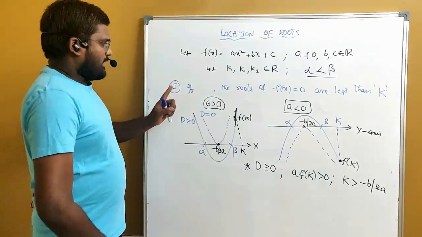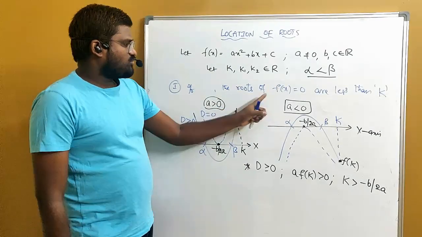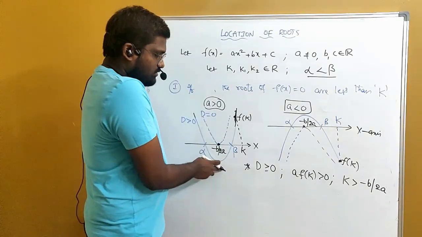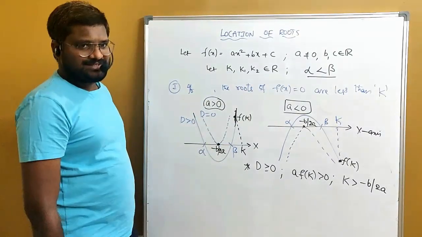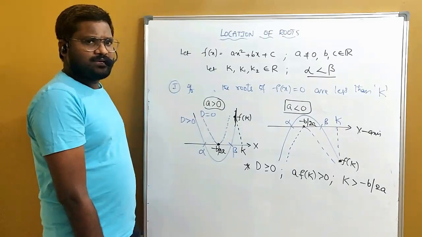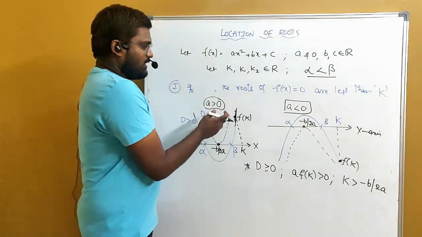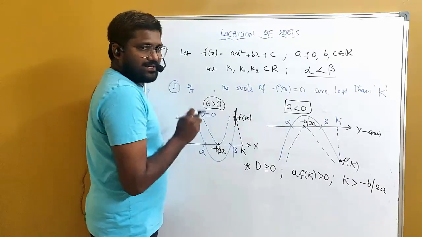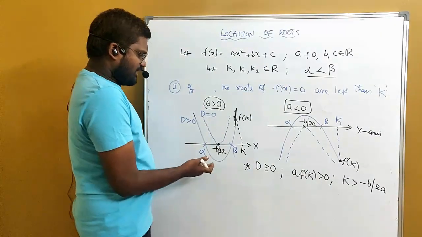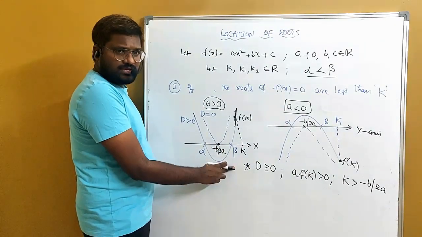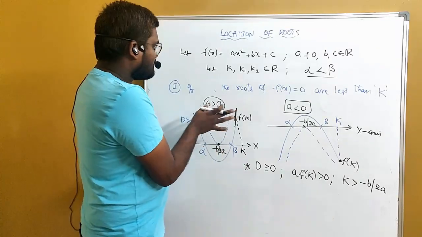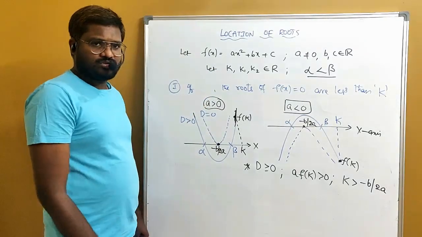Again, I revise it. I am considering a quadratic equation ax square plus bx plus c equals 0, and I am assuming that in case 1 both the roots are less than k. It might be equal roots or distinct roots. So first restriction is definitely discriminant will be greater than or equal to 0. And in both cases, a greater than 0 or a less than 0, I am getting same sign for a and f of k. So that's how I got a into f of k. And definitely, since this k is greater than the roots, k will be greater than minus b by 2a, which is the vertex. So this is case 1 of the location of roots.